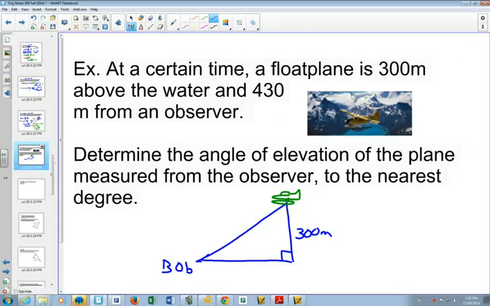Now, where are we going to label the 430? Because there's two sides left on the hypotenuse. Because that says that's the distance from the observer. Here's the observer. There's the plane. The 430 will go right there.